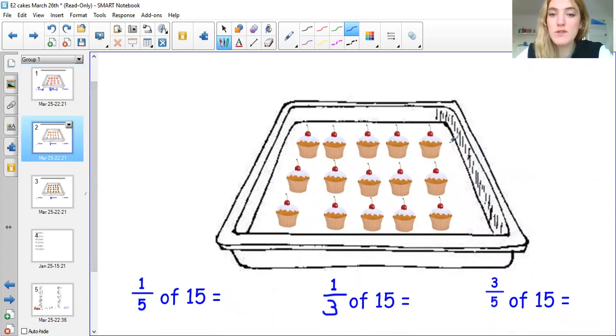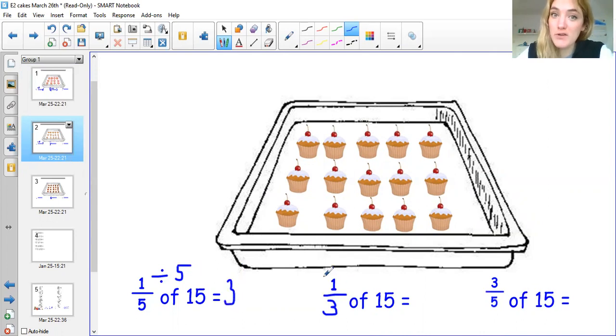So in total here, we have 15 lovely cupcakes with a cherry on top. Okay, a fifth of 15 is asking you 15 divided by 5. So how many 5's go into 15? Well, again, if we do our 5 times table to 15, we will get our answer. 5, 10, 15. So the answer is 3. So a fifth of 15 is 3.